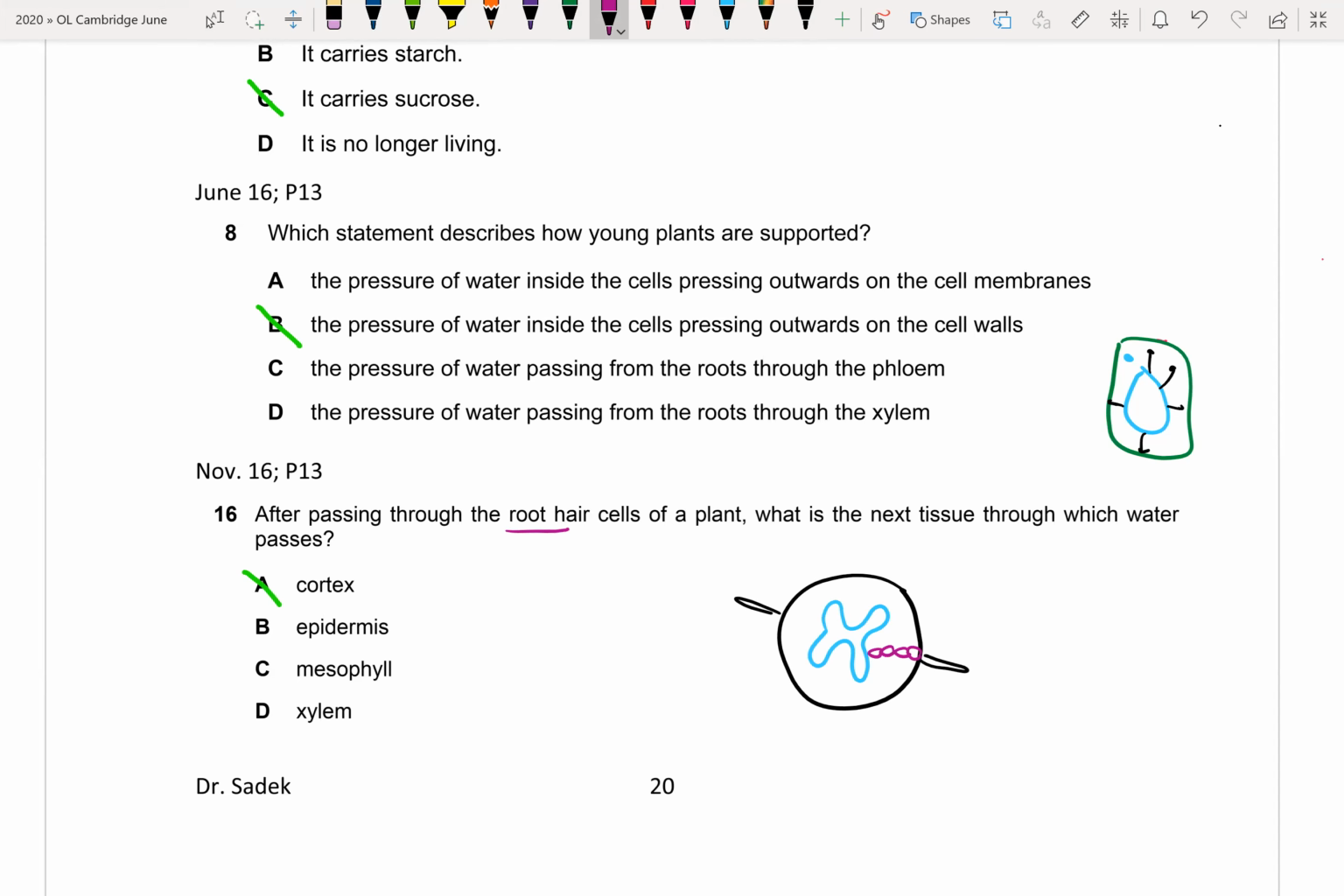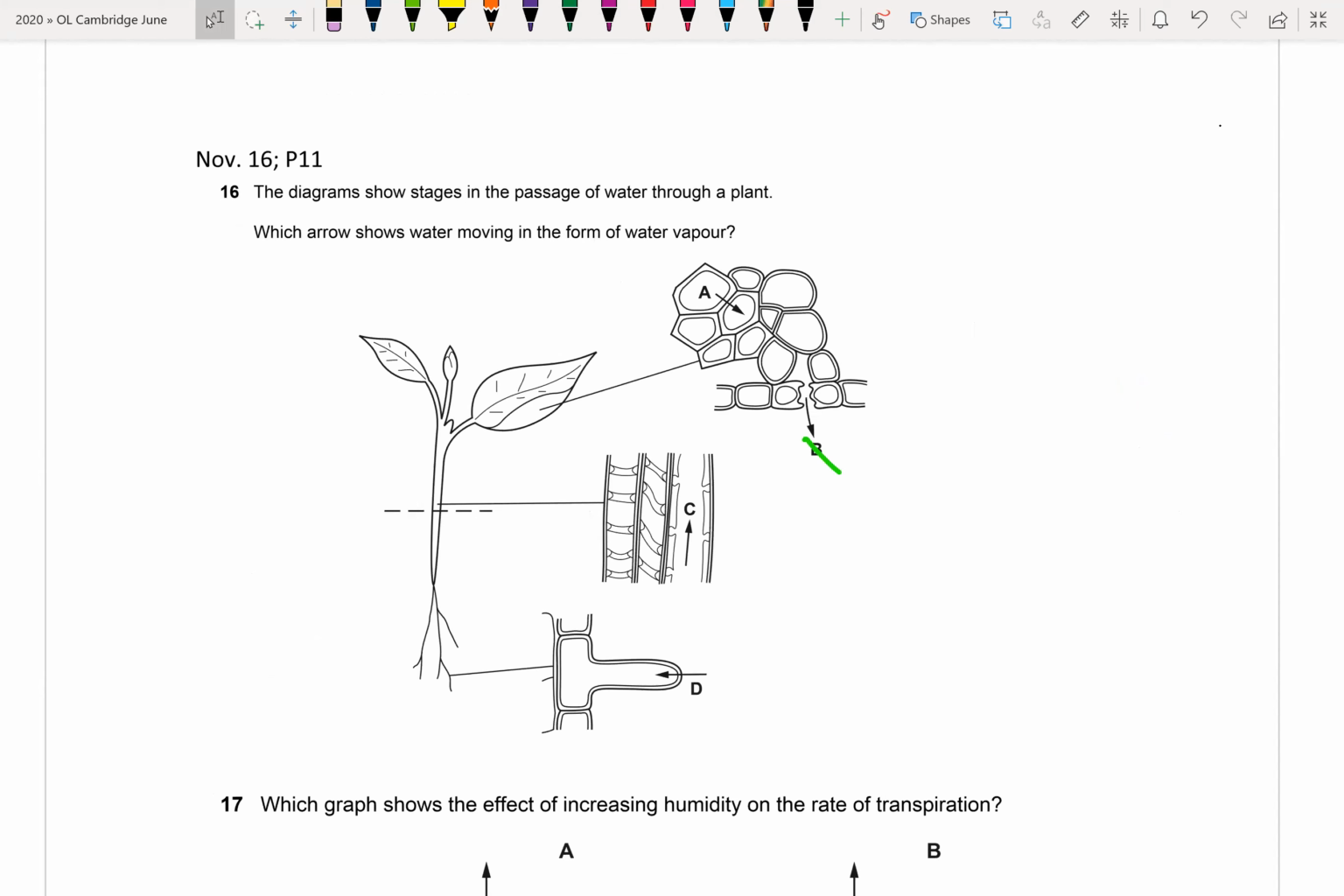Good. The diagram shows stages in the passage of water through a plant. Which arrow shows water moving in the form of water vapor? It moves as water vapor at B, as it is diffusing out of the air space, out of the stomata. That is water vapor.